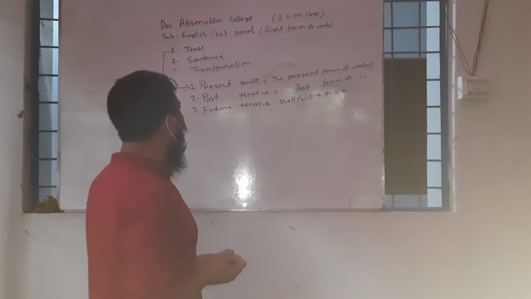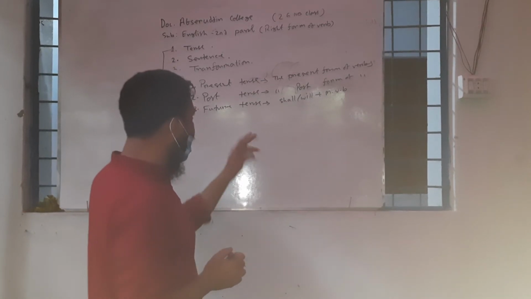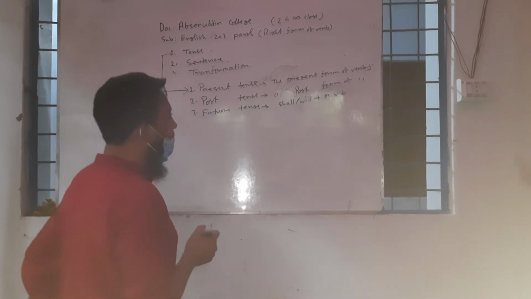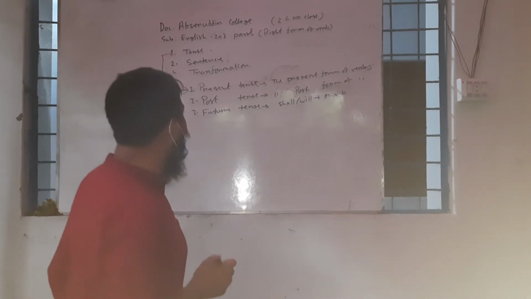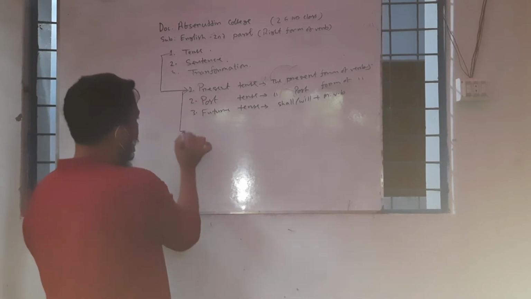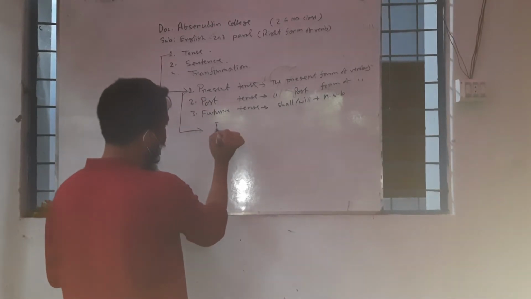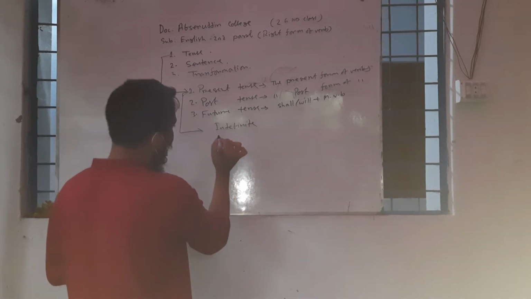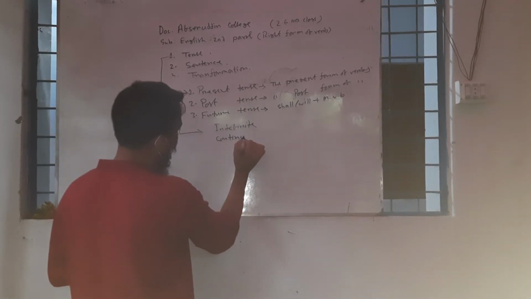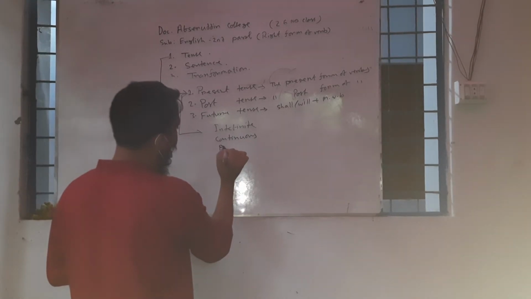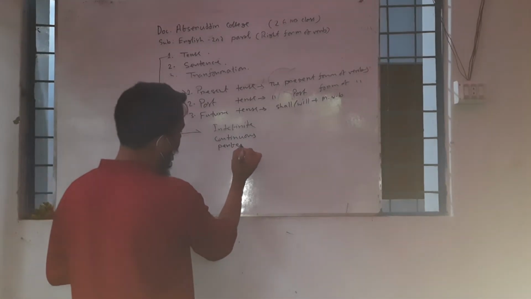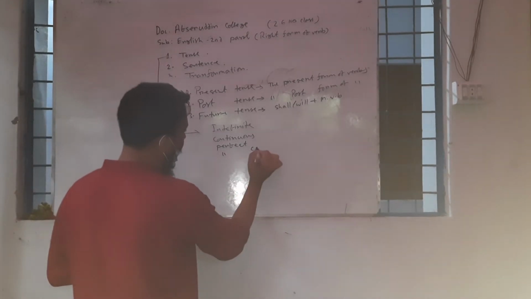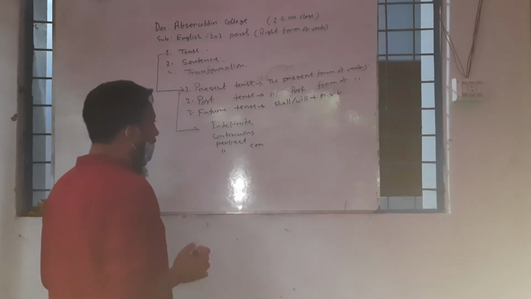However, we have to know the present tense. Every tense contains four types. So there are four types of present tense. If we want to discuss, the indefinite, then continuous, then perfect, and then perfect continuous.